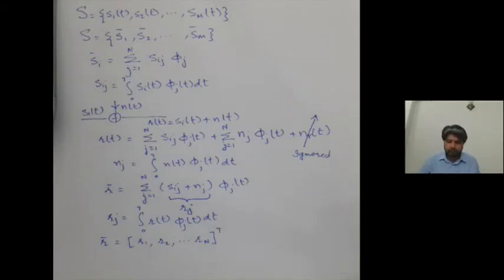So now let's talk about what would be the PDF or the distribution of the received signal given a constellation point si.